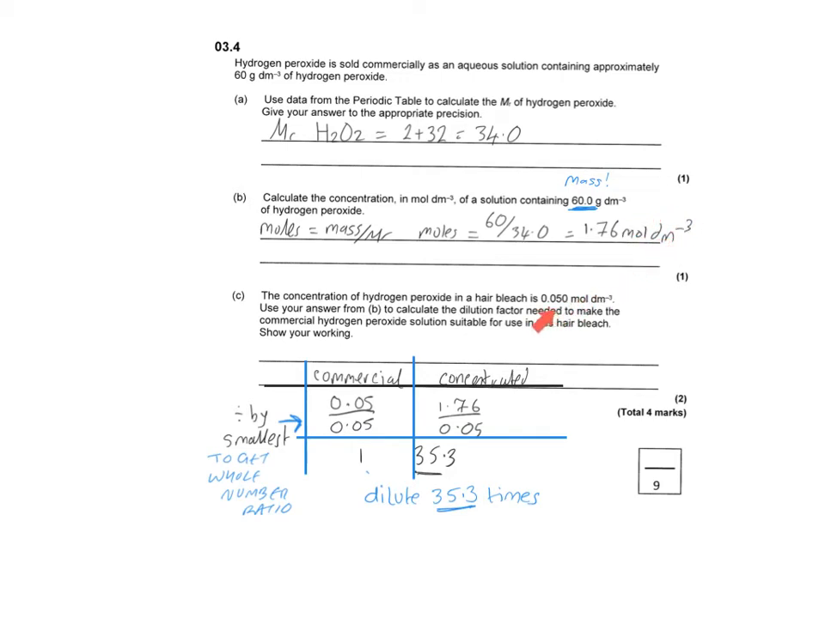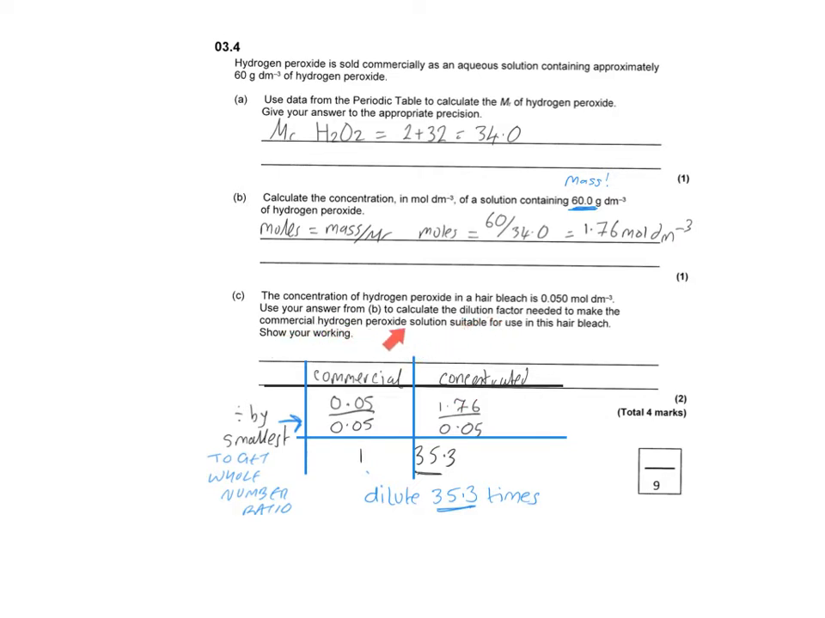So in hair bleach, thank goodness it's not that concentration, otherwise it would take your scalp off. In hair bleach, it's 0.05 moles per dm cubed. So in your commercial hair bleach, it's 0.05. The concentrate stuff that we get supplied with is 1.76. How do you work out the dilution factor?